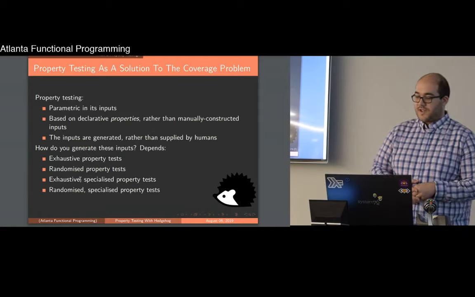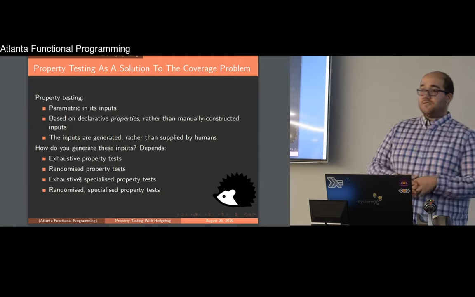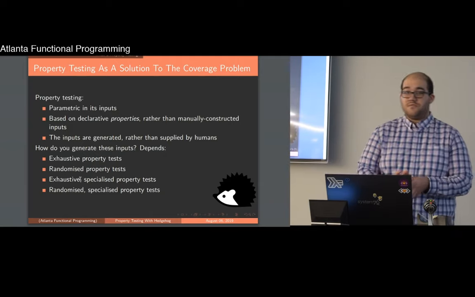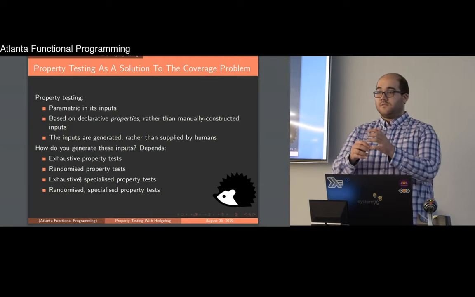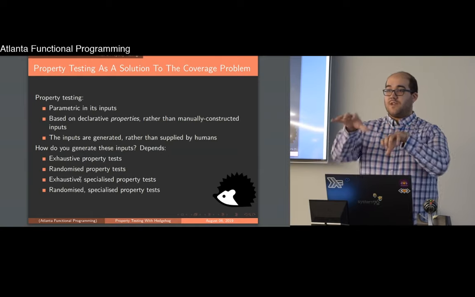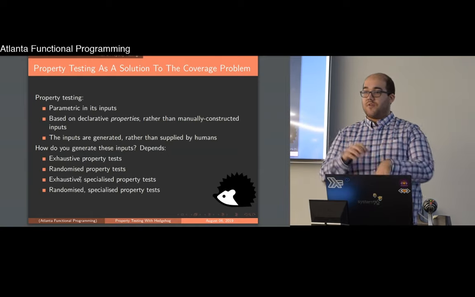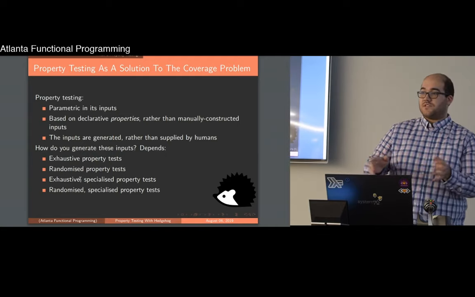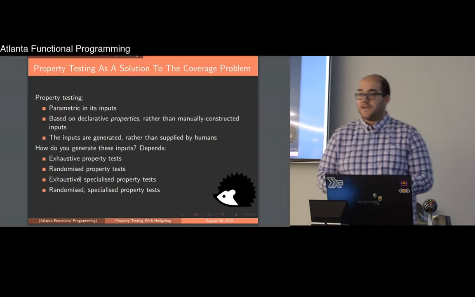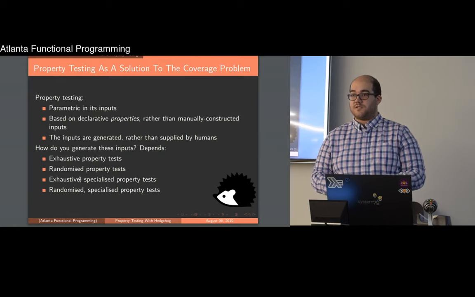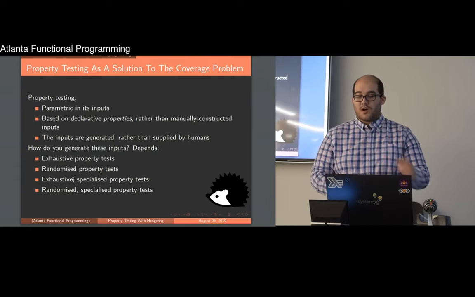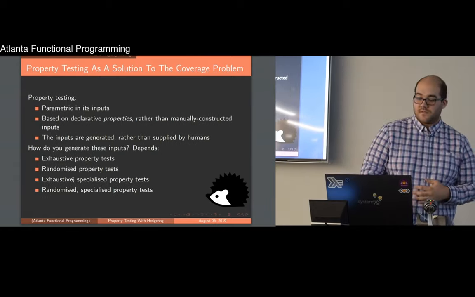There are also randomized property tests. Instead of being exhaustive, you take your state space and you pick out random bits and pieces. So you randomly sample whatever the space of your input is. And that's often a much more efficient way of approximating exhaustive property tests.